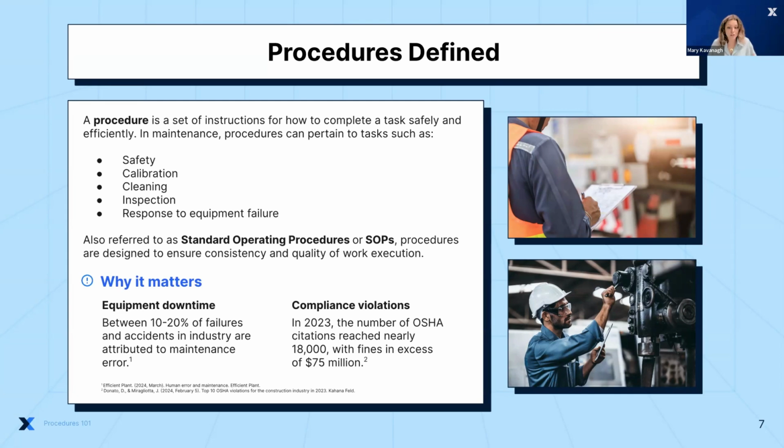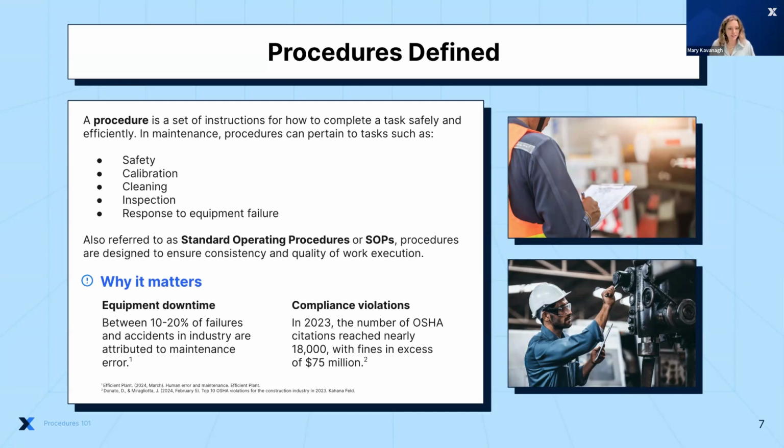So that's great. It's good to know this. Every PM should have a procedure to go alongside it to tell us how to do it. But why? Firstly, let's look at equipment downtime. Between 10 to 20% of failures and accidents in industry are attributed to maintenance error. This can result in compliance violations also. In 2023, the number of OSHA citations reached nearly 18,000, with fines in excess of 75 million.